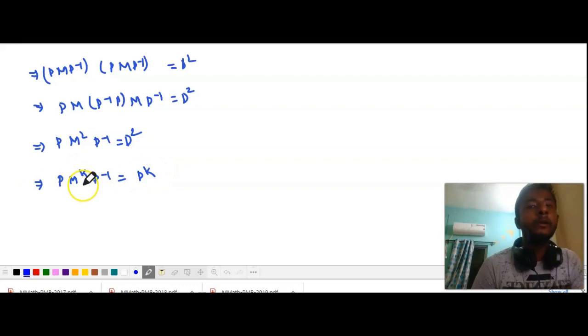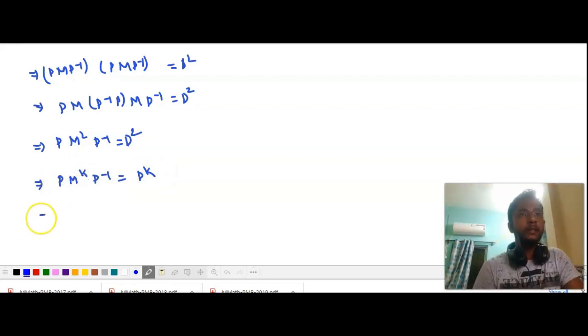So what is M to the power k? M to the power k equals 0. So we can write that D to the power k is equal to 0.